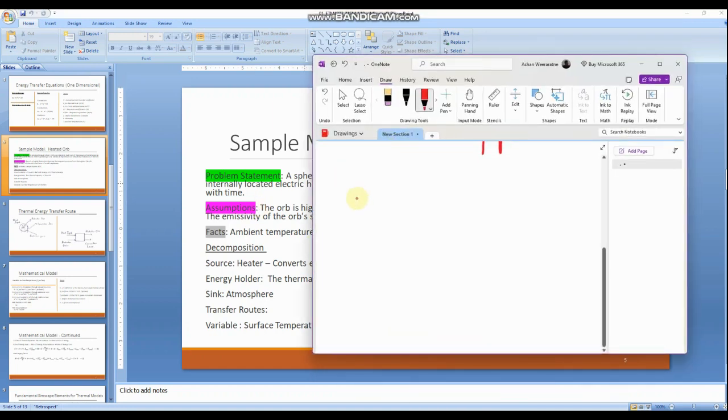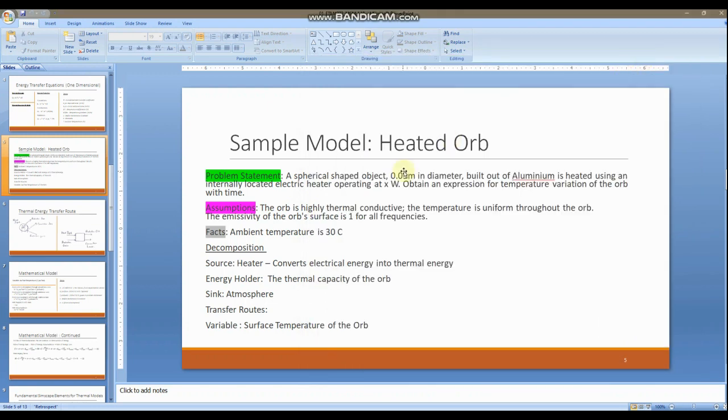Mathematically put, this would just enable us to assign some variable as the temperature of the orb, and this temperature would be the temperature throughout the whole of the orb and at the surface of the orb, right? And finally, I have given you a fact: the ambient temperature is 30 Celsius, and we would be needing this fact in order to figure out the rate of heat transfer from the orb to the atmosphere. Okay, so that's the problem, and let's see how we tackle it.